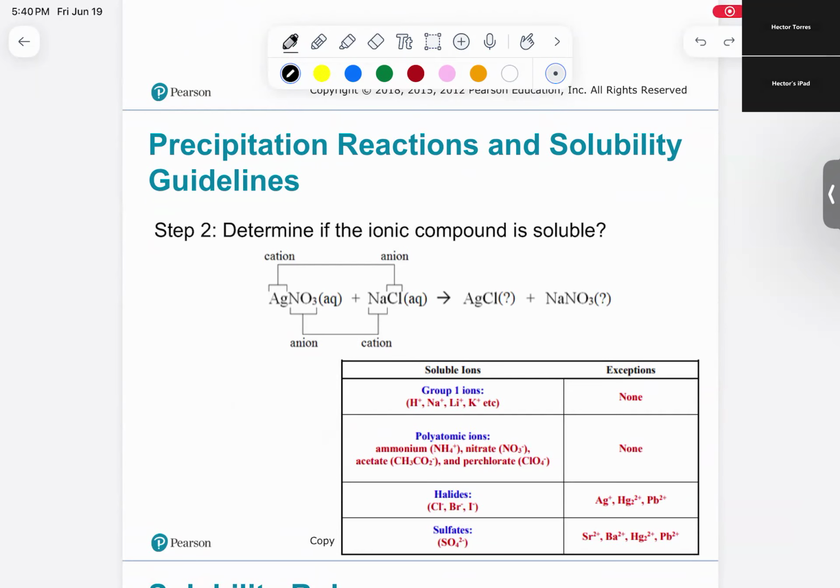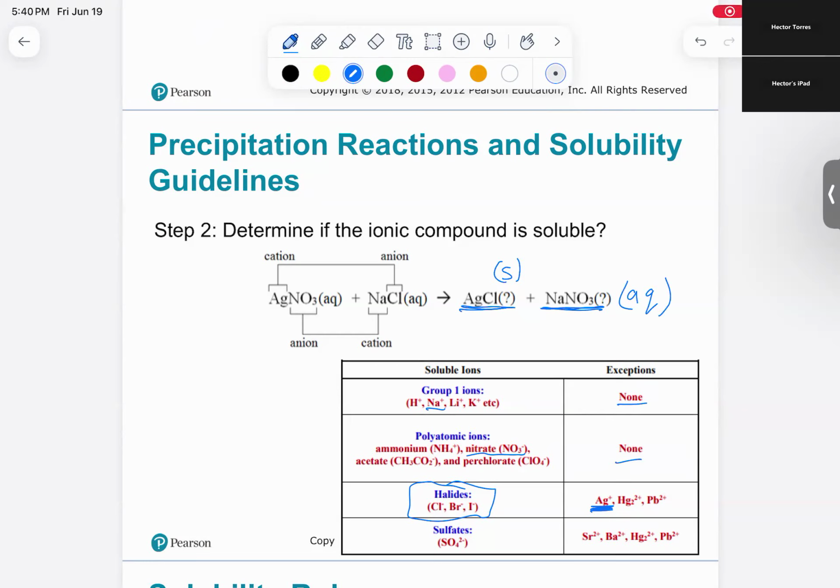Second step is to determine if the ionic compound is soluble. Okay, so we use the solubility table to see if something's soluble or not, and we have to keep doing the same. Luckily for the reactants, they gave us that they are aqueous. But for the products, we have to figure that out. So for this first one, AgCl, we know that's a halide because that's Cl, and we have Ag here. So Ag is an exception, thus this is going to be a solid. Okay, NaNO3. So we actually have both of these on the table, and both of them have no exception. So this is going to stay aqueous.